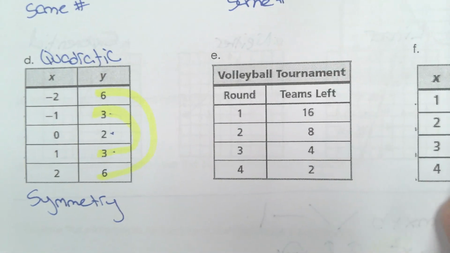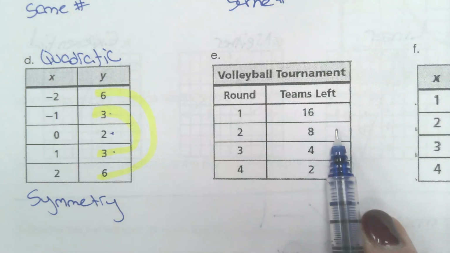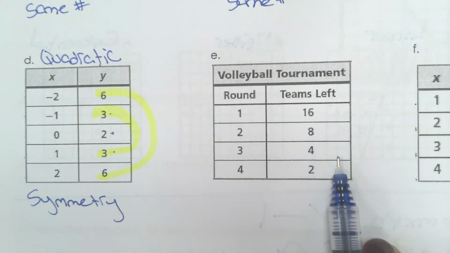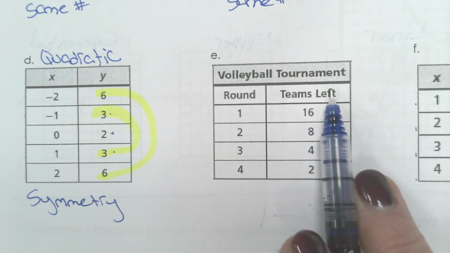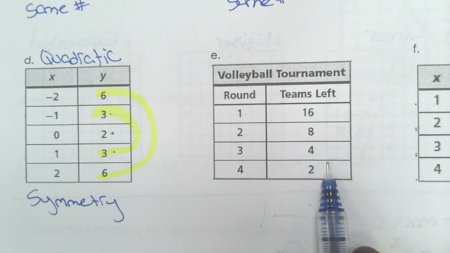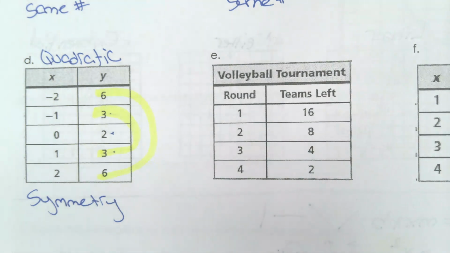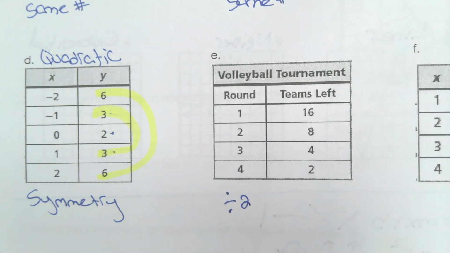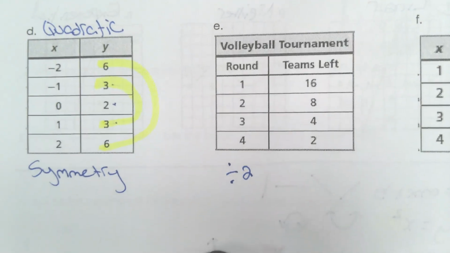Let's do E next. I'm going to go from 16 down to 8, 8 down to 4, and 4 down to 2. What operation could I perform consistently that gets me from one number to the next? Go ahead. Divide by 2. So when I divide by 2, that leads me to a point.